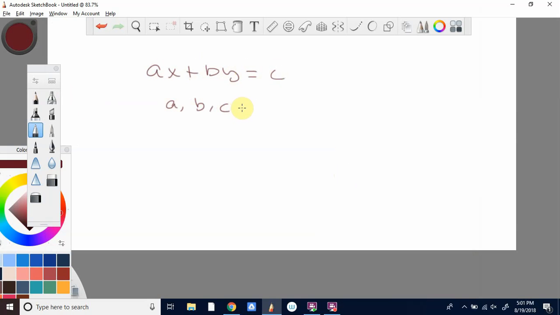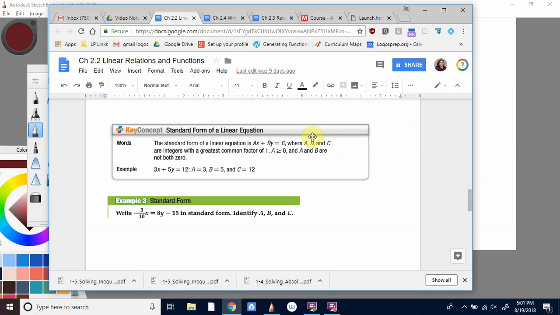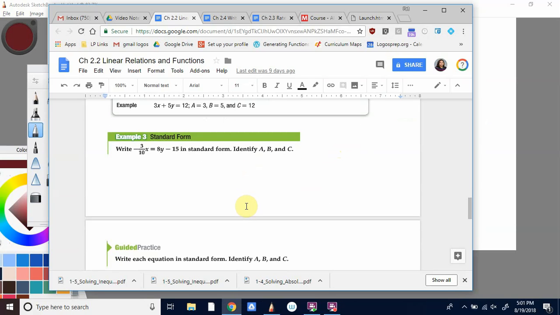A, b, and c are integers, and they have to have a GCF of 1. That means they have no greatest common factor. You have to divide it out. And A must be greater than 0, which means basically A has to be positive. So you need to know these things. It's on your little chart, key concept. So that's really important. So let's look at this one.